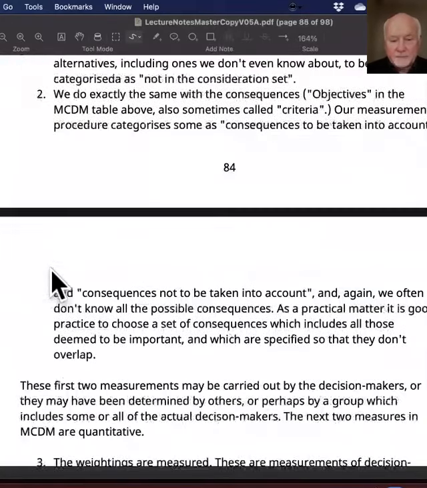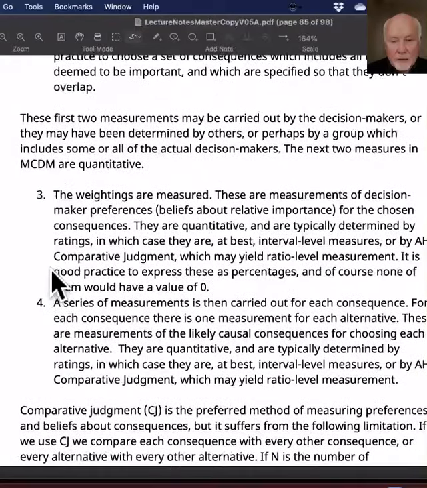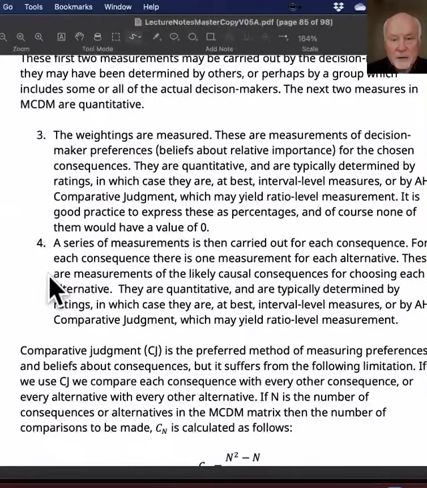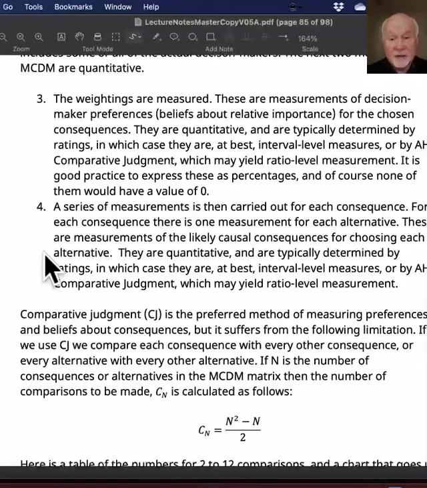Now, then you get the weightings. So these are measurements of decision-maker preferences. That's beliefs about the relative importance of the consequences. And in MCDM, they are quantitative. They need to be quantitative. And the most common way that they're determined is by some sort of rating process. And ratings generally, at best, will produce interval level measurements, which are quantitative.